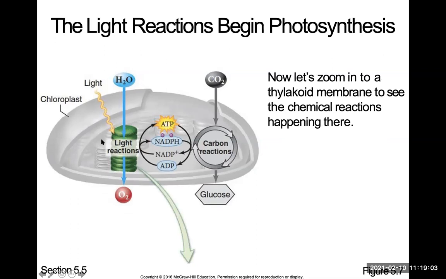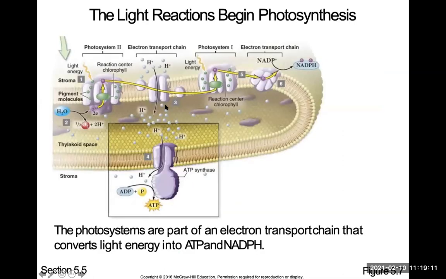So now we're going to zoom in here. We're going to look at the membrane. We're going to look at the phospholipid bilayer and what's happening there. This is going to look complicated if you're looking at it first time. This is what's happening. We defined electron transport chain last time as a series of reactions. That's what this is. This is electron transport chain.